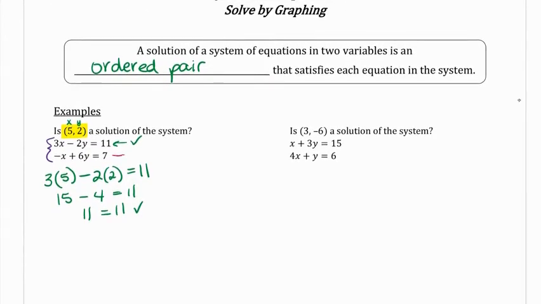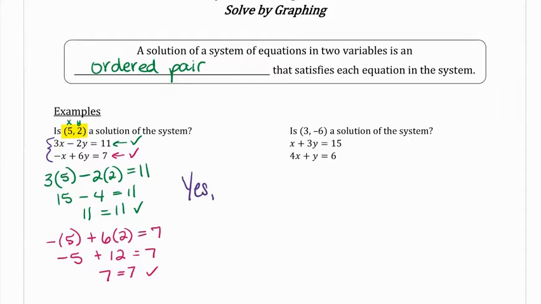So now we'll check our second equation and do the same thing, plug in that same ordered pair. So I have negative x plus 6y equals 7. I'm going to plug in 5 for x, plus 6, and I'm going to plug in 2 for y, equals 7. That would mean negative 5 plus 12 equals 7, and negative 5 plus 12 is 7. 7 equals 7, so it also works for the second equation. Because that ordered pair is a solution to both of those equations, then yes, the ordered pair (5, 2) is a solution to the system.